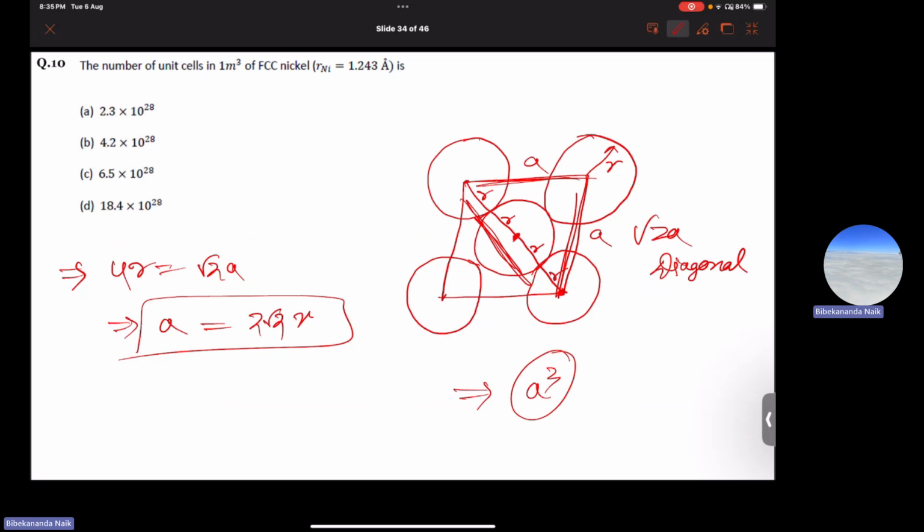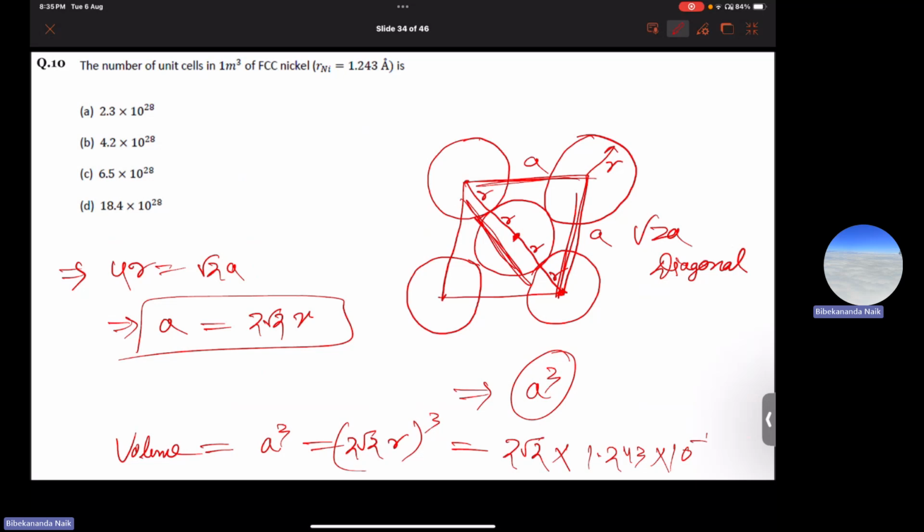Now the volume of one unit cell is A cube, that is (2 root 2 R) cube. So it will be 2 root 2 into R, where R is given as 1.243 angstrom, that is 1.243 into 10 to the power minus 10 meter, all cubed. The volume will be 4.345 into 10 to the power minus 29 meter cube.